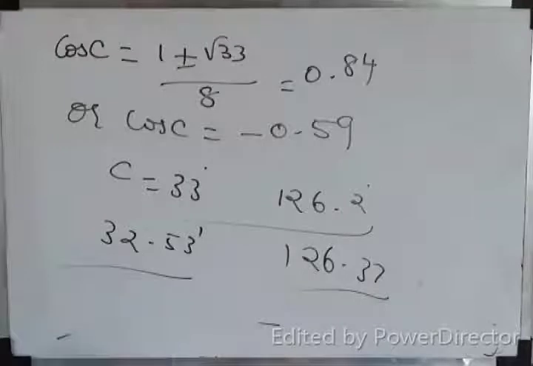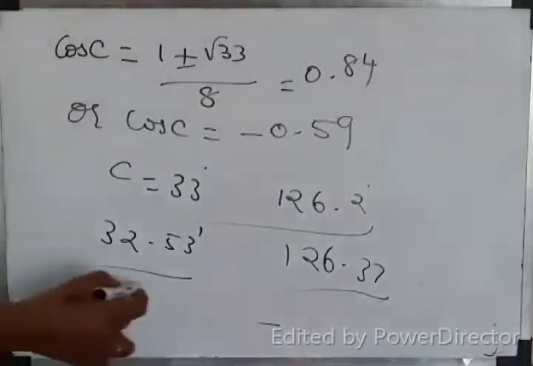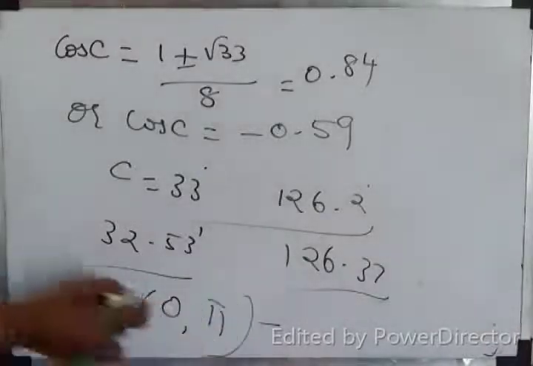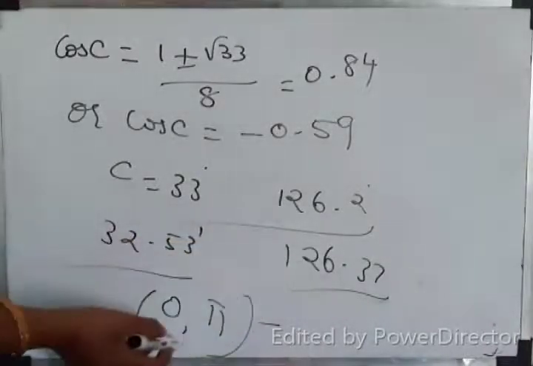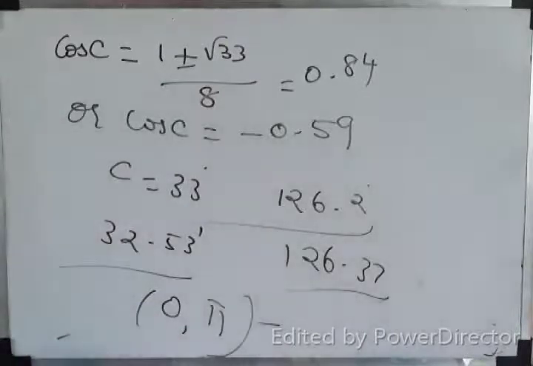Both the values are applicable. Check whether you can apply both the values, then both the values are applicable for this. Yeah, because the interval is 0, pi, 32 degree also there, 126 degree also there. Both the values lie within the open interval 0, pi. Very important children, open interval 0, pi. Therefore, Lagrange's mean value theorem is verified.